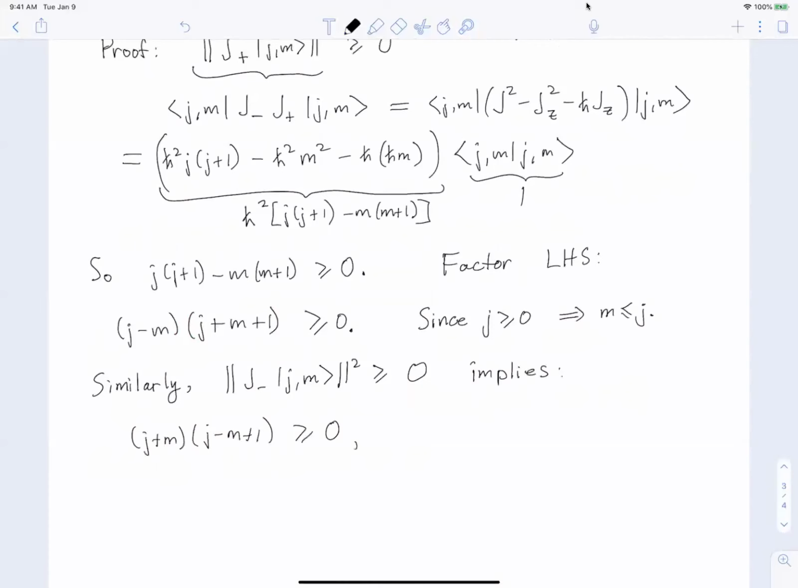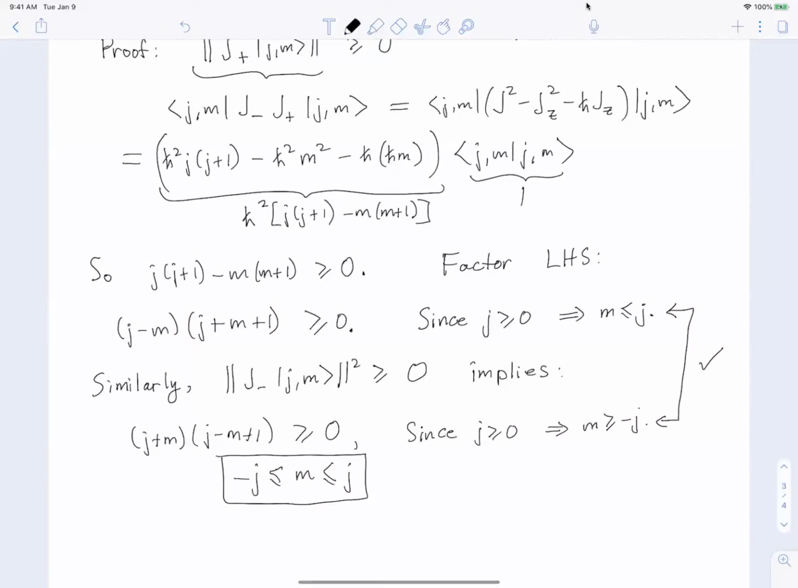Okay, and then that implies, again, since j is greater than or equal to 0, that m has to be greater than or equal to minus j. Okay, and so that means when I put it together with this, that gives us the claim that we were stating in fact 2, that minus j is less than or equal to m is less than or equal to j. So m has to be between j and minus j inclusive.